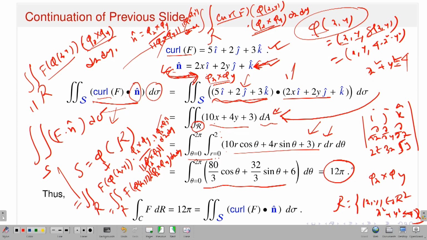This is a very simple integration. You just calculate it, and you will end up with this. This is exactly equal to 12 pi. So therefore the left hand side is exactly equal to the right hand side. Okay, so therefore I think there should not be any confusion, and it is clear. So this is perfectly all right.